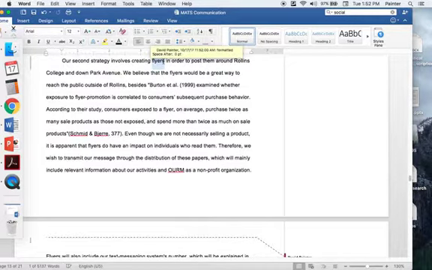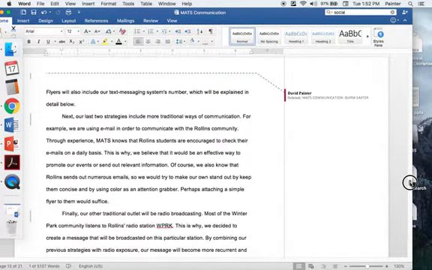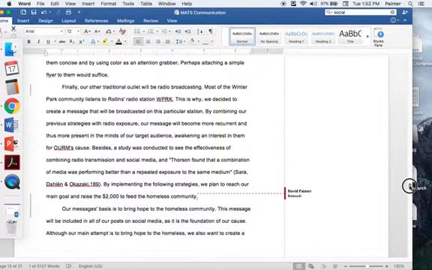What will these flyers say? What kind of images will be on them? What will the call to action be? Same with your emails.